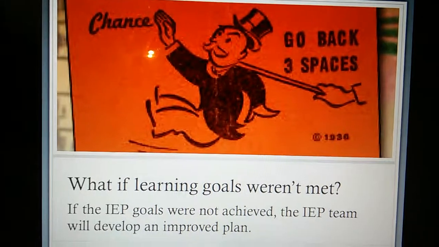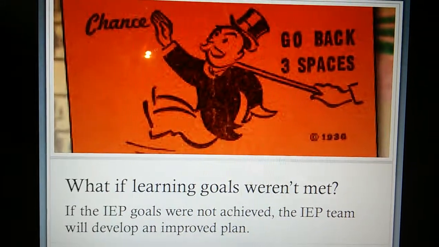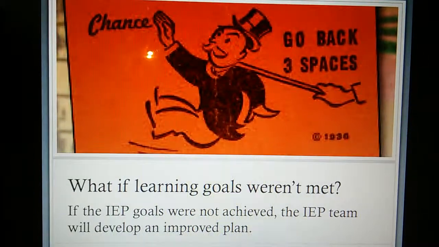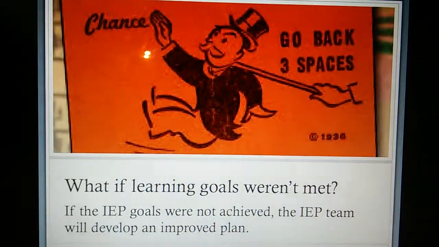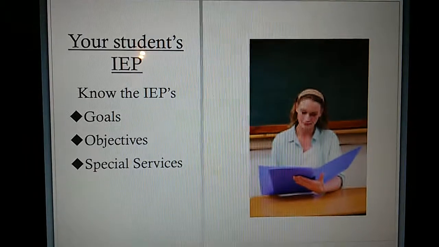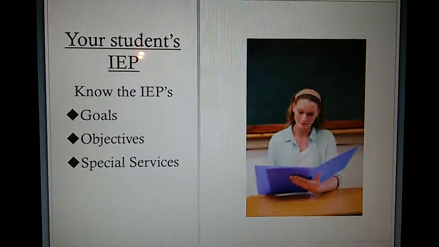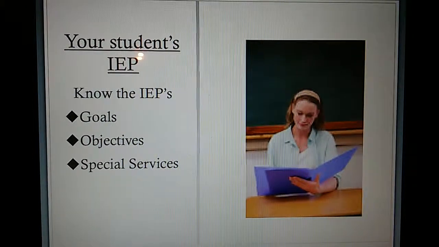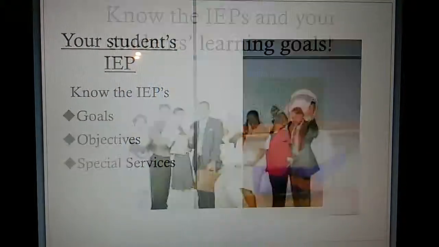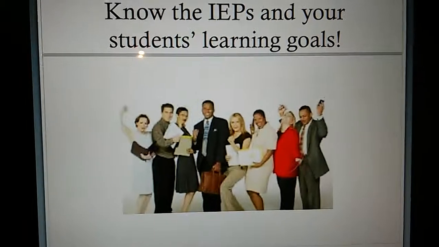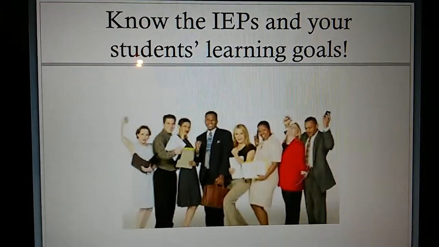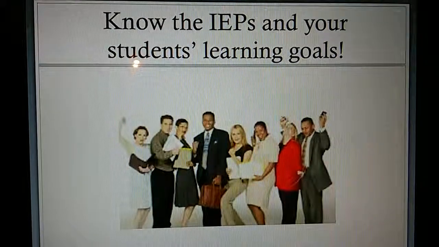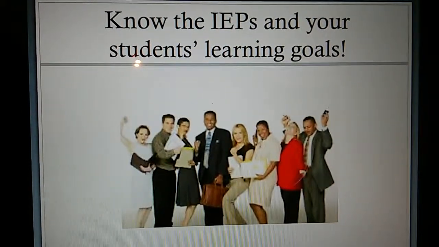If the evaluation and review prove the IEP to be ineffective in assisting the student's learning, the IEP team will develop an improved plan. IEPs are a communication tool. Every teacher should be aware of his student's goals, objectives, and special education services. To be confident you are providing an appropriate education entitled to your students, every general education teacher should know the contents of the student's IEPs.